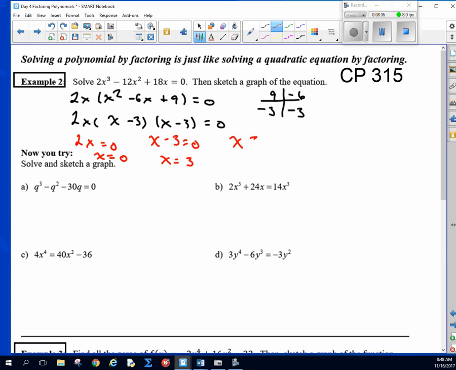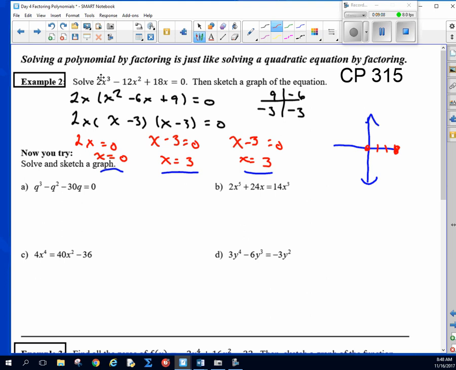And finally, x minus 3 is equal to 0, so x is equal to 3. 3 is a solution twice. This is called a double root. So this tells me that my zeros are 0, 3, and 3. If I was graphing this, my zeros would be at 0 and 1, 2, 3.